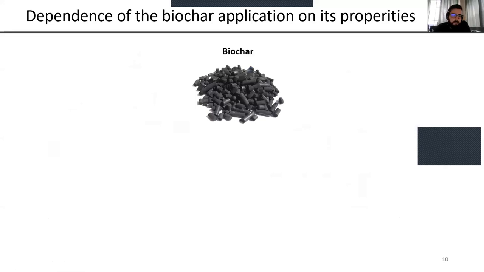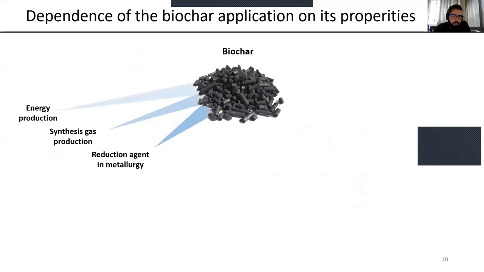I divided these applications by novelty. The least novel applications of biochar, the carbonaceous residual material from biomass, are energy production, like on the barbecue, and synthesis gas production, if we gasify the biochar in a gasification process. We can also use biochar as a reduction agent in metallurgy. These uses mostly rely on the elemental composition of the biochar, nothing else.